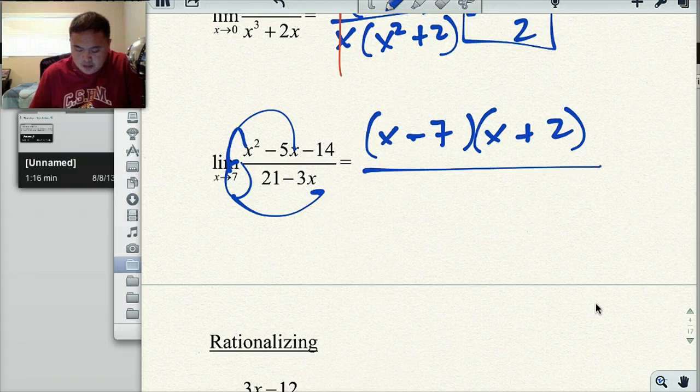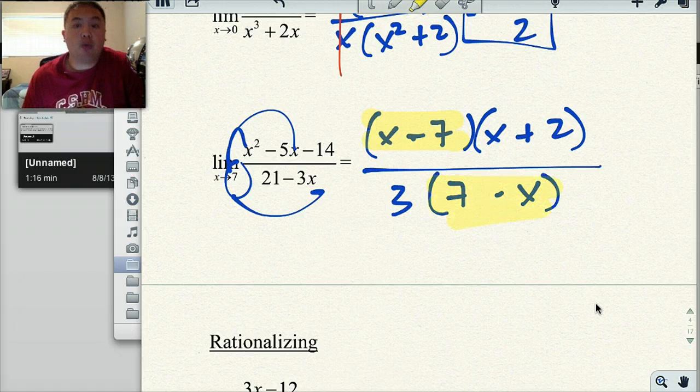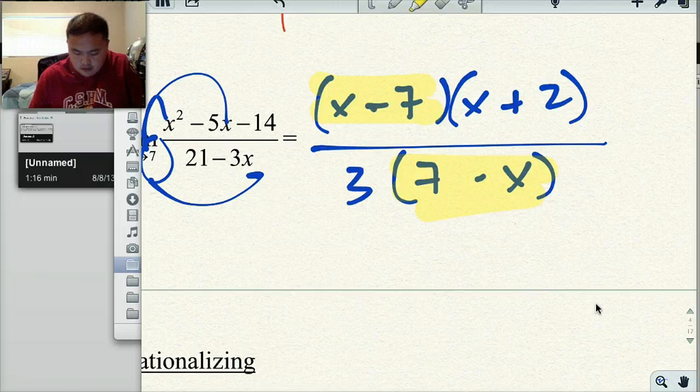Okay. On the bottom, my common factor is 3. So I get 3, and I get 7 minus x. Now, if I look closely, it looks like these can cancel, but they're not exactly the same. Almost the same, but not quite. When you have a case where you have two terms that almost look like they could cancel, that means you have to factor out a negative 1. So to make it easy, let's say on the bottom in my denominator, what if I factor out a negative 1?